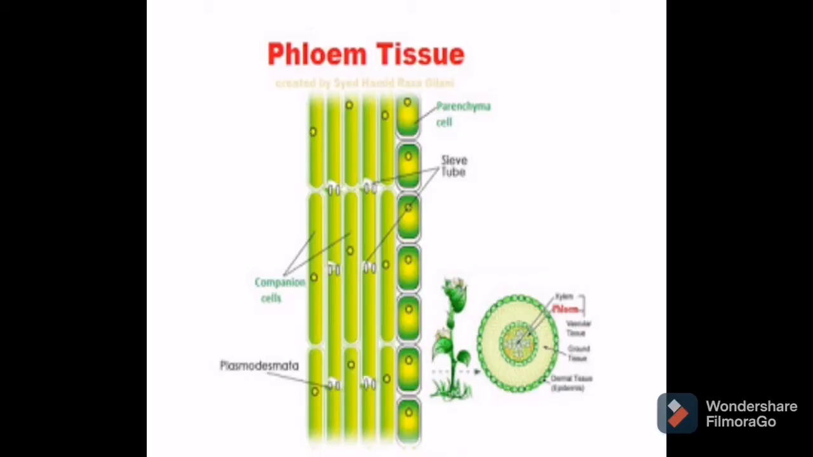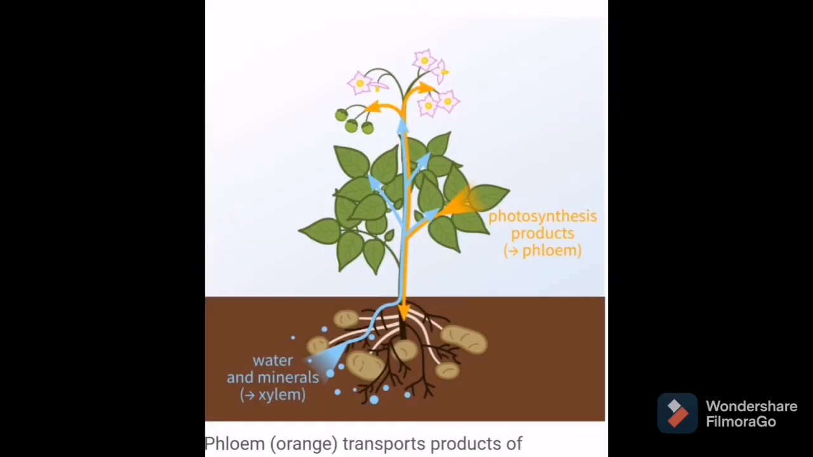Phloem cells. Phloem means bark. Phloem cells provide a passage for the downward movement of food manufactured in the leaves to various parts of the plant. They also provide for the upward movement of the prepared food towards the growing leaves. The phloem tissue consists of sieve tubes, companion cells, phloem parenchyma, and phloem fibers.